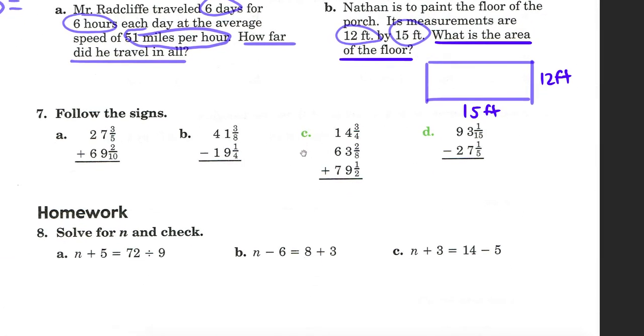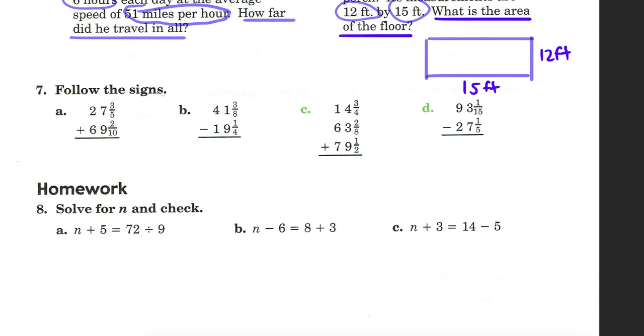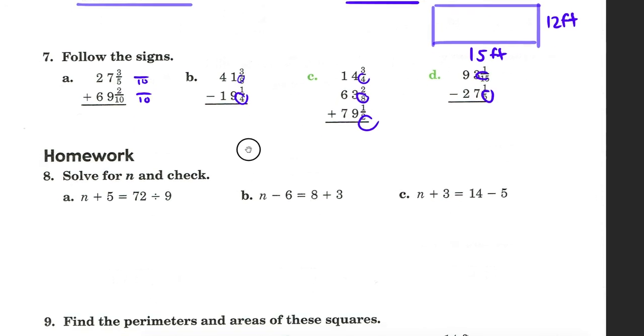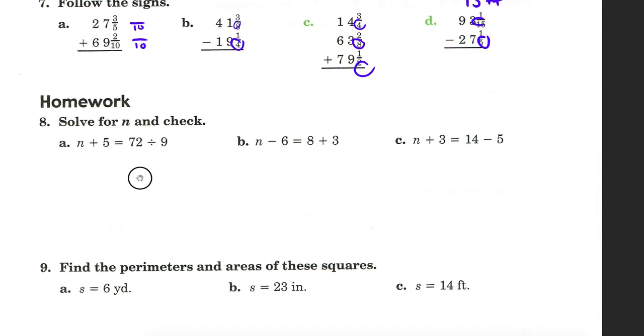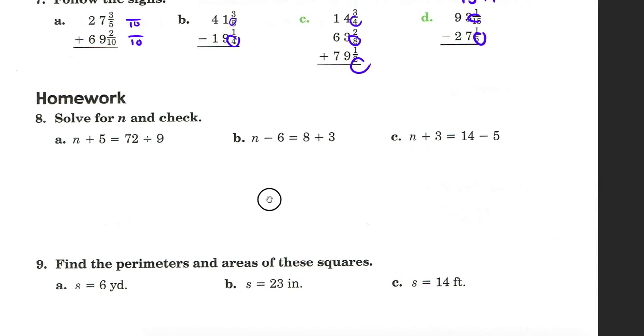Okay, follow the signs. You should be able to do these. Make sure you have the common denominator. In this case it is 10, right? The common denominator for all of these denominators that are not the same. Solve for n and check. I think you all know how to do this really well, so I won't go over this.